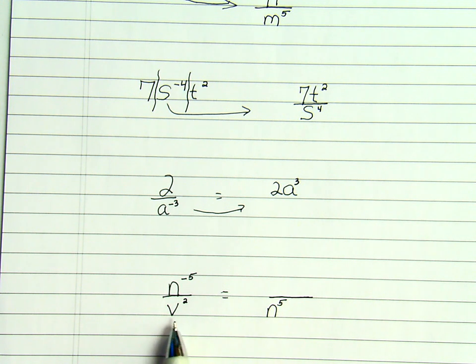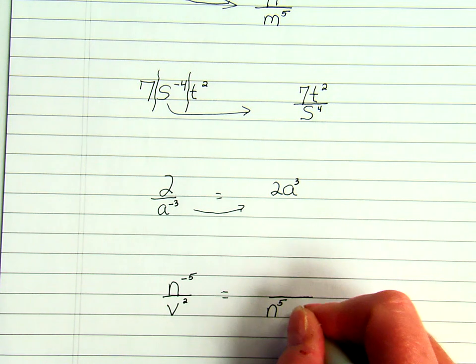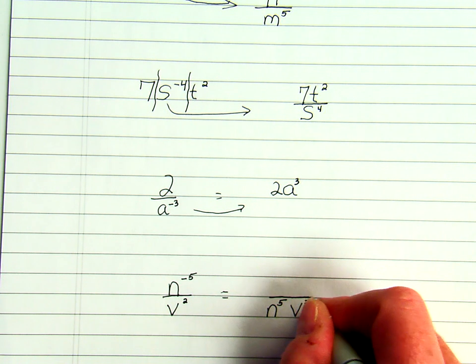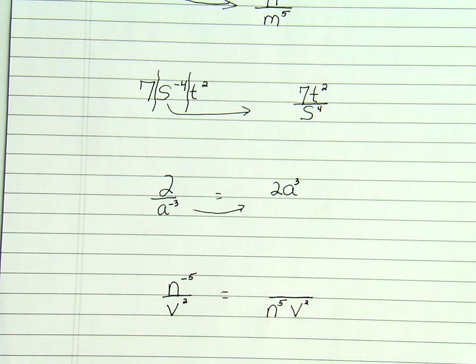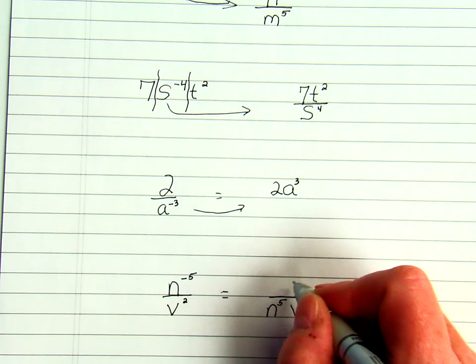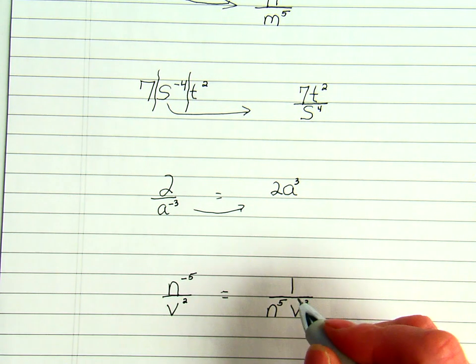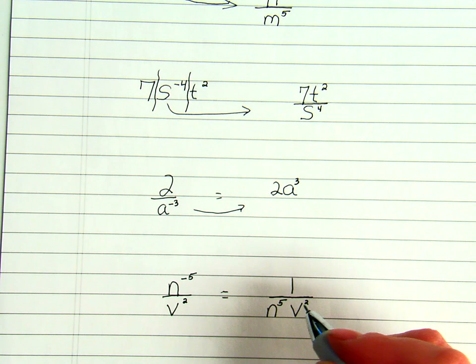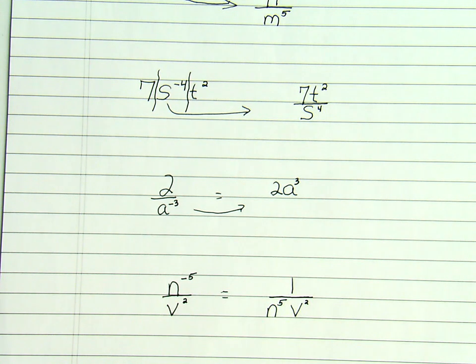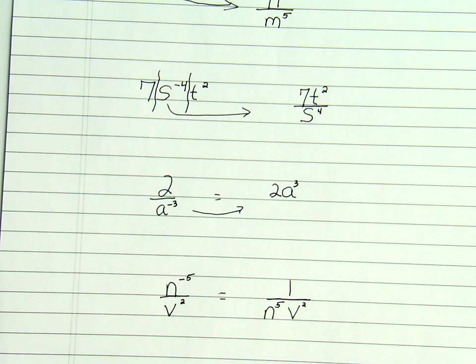Well, the v is saying, I'm happy. I belong down here. This is a good place for me. So we're going to leave him down there. Now, this leaves us without a numerator, but we know that we always have a numerator of 1. So since we always have that numerator of 1, we can leave that up there, and this gives us 1 over n to the 5th v squared. Let's pause at that.